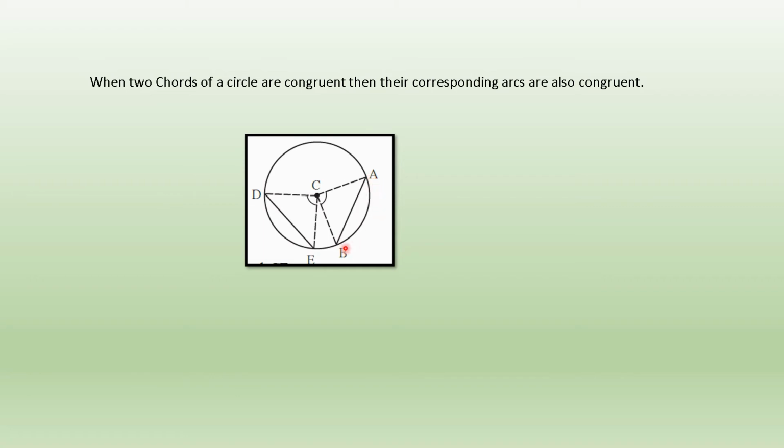Note that we can use a two-letter notation also to denote an arc. Since chord DE and chord AB are congruent, their corresponding arcs, that is arc DE and arc AB, will also be congruent. Keep in mind these two very important theorems, as they are very important properties which will be used in your subsequent classes as well.